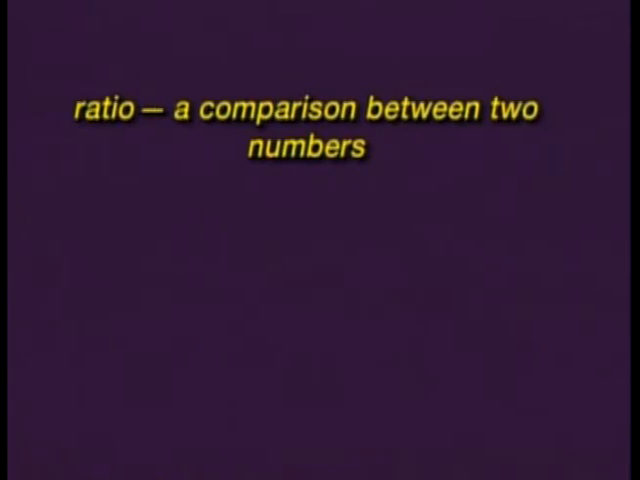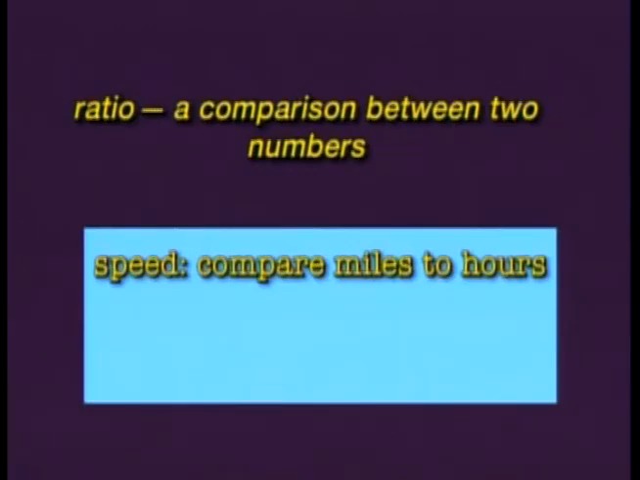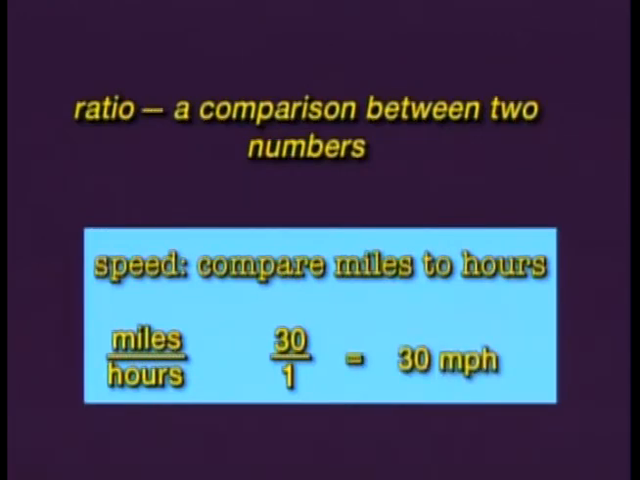A ratio is simply a direct comparison between two numbers. For example, to measure speed, we compare the number of miles traveled to the number of hours it takes to travel those miles. The ratio is miles to hours. If you travel 30 miles in 1 hour, the ratio is 30/1. Of course, when we have a 1 in the denominator, we usually just write the ratio as a whole number, 30 miles per hour.